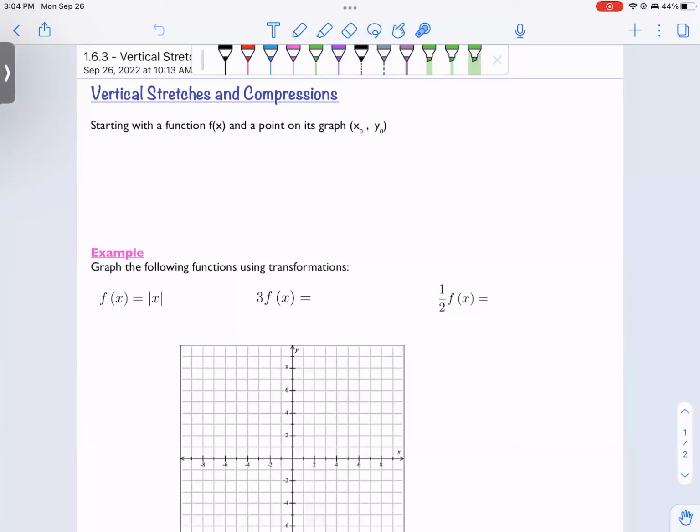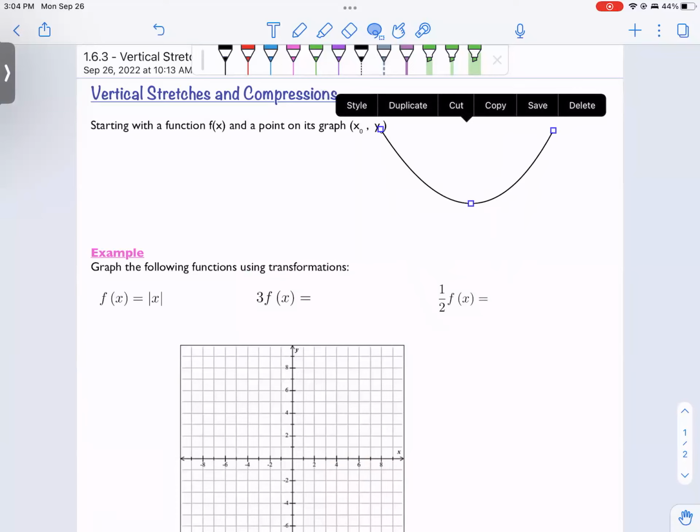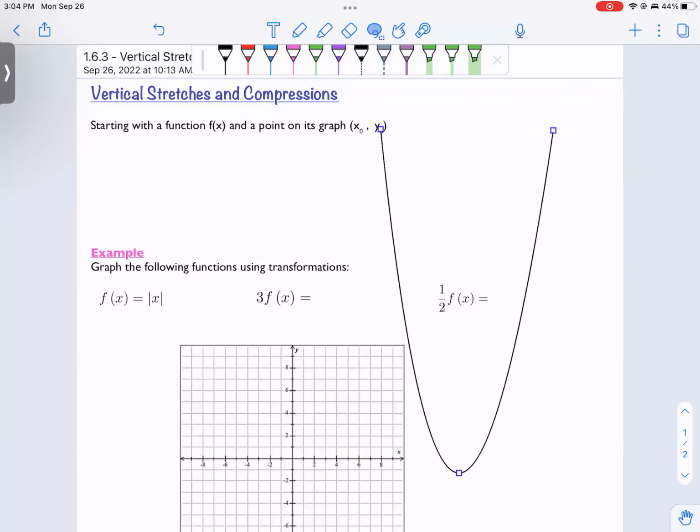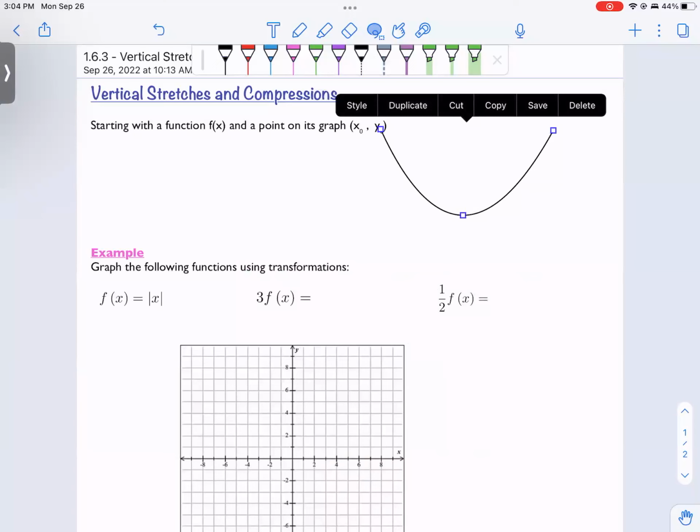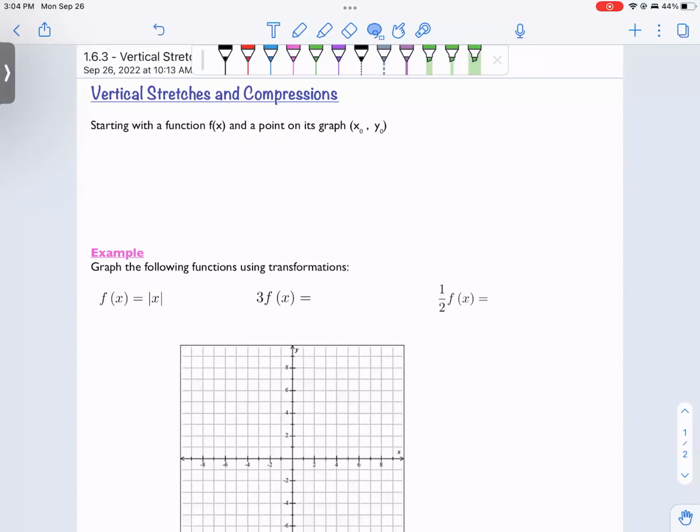Stretching and compressing a graph is kind of what it sounds like, right? If you have a graph like this, we can make it wider. Oh, that didn't make it wider. There we go. We can make it wider. We can make it skinnier. That's what stretching and compressing the graph is, making it wider or making it skinnier.